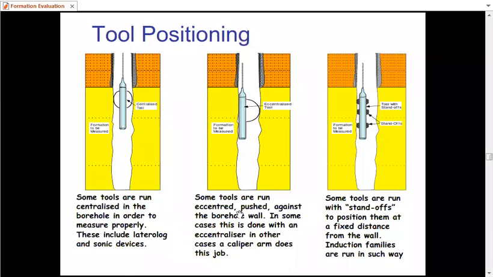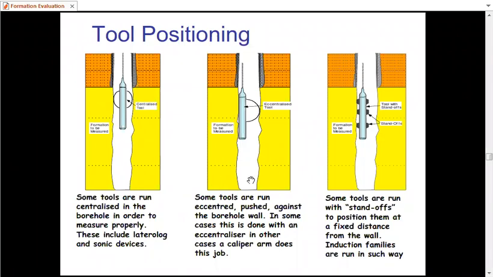We have three types, or three configurations, for tool positioning. The first one: some tools are run centralized in the borehole in order to measure in a proper way, and this includes the lateral log and sonic devices. You will use a centralizing tool, or centralizer, for this case.